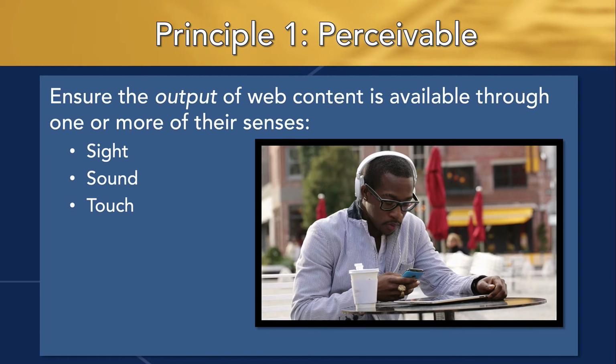We'll start with Principle 1, Perceivable. The goal is to ensure that users are able to process the information we present to them using at least one of their biological senses: sight, sound, and touch. For example, we need to provide ways for visual content, like images and graphs, to be accessible by people who can't see. Text alternatives can be read out loud by a screen reader or could be converted to Braille.